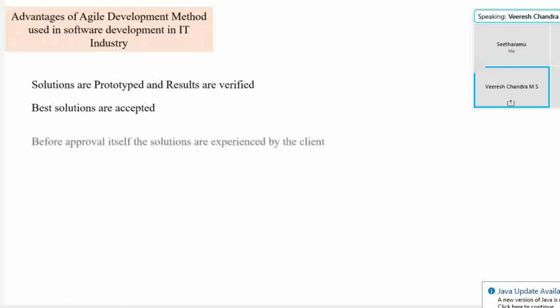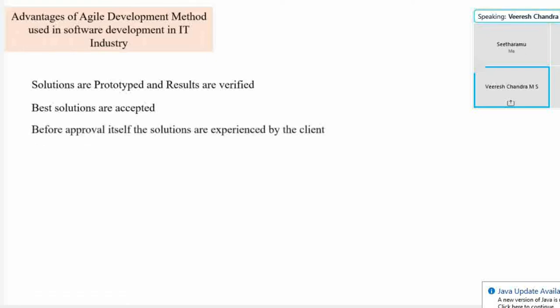So, advantages. Solutions are prototyped and the results are verified, of course. So every sprint gives you a result and that is verified. Best solutions are accepted. After the feedback, obviously, we will get the best solutions which are accepted.